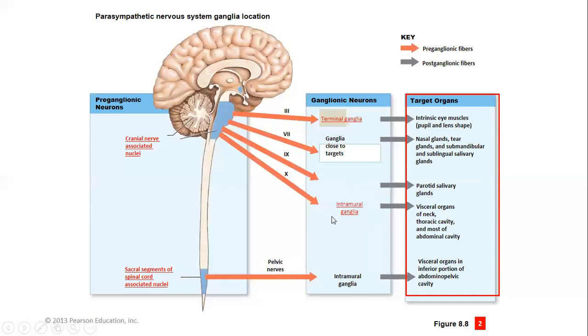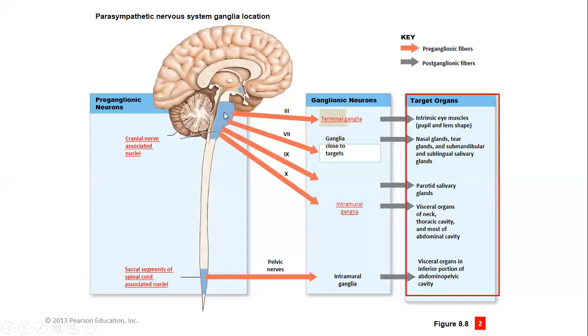Intramural ganglia are located within the tissue, so visceral organs of the neck and thoracic cavity and most of the abdominal cavity. I think I made a mistake on the previous slide and said the terminal ganglia were near the heart. I think that the intramural ganglia are actually in the heart. And then there's the pelvic nerves as well.